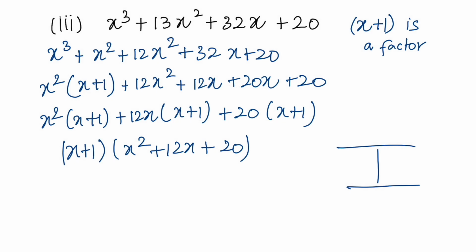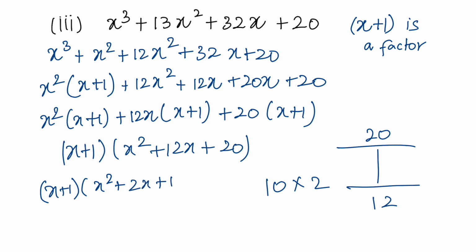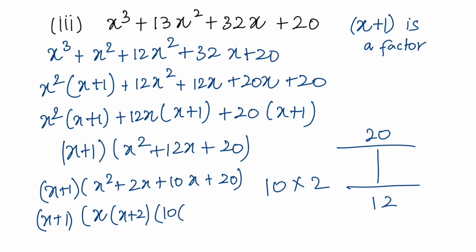The product should be 20 and the sum should be 12. So 10 times 2 is 20 and 10 plus 2 is 12, so that is a viable option. So (x plus 1) into (x squared plus 2x plus 10x plus 20). From the first two terms you can take x as a common factor, so that leaves you with x plus 2, and in the next two terms you can take 10 as a common factor, that leaves you with x plus 2 as well.